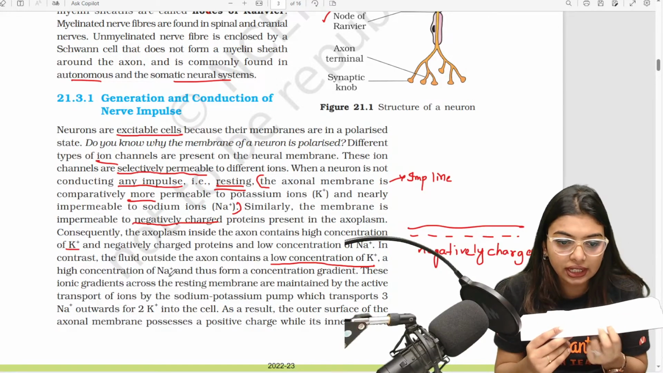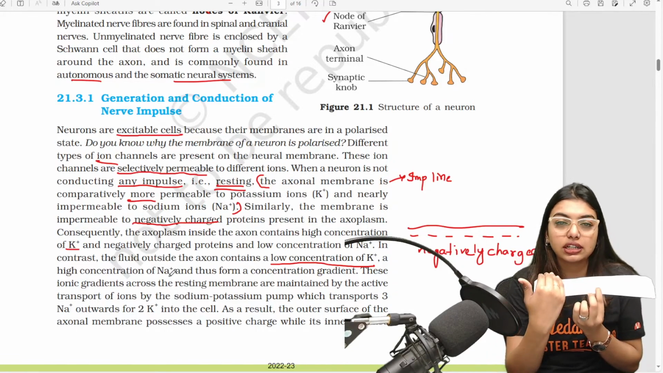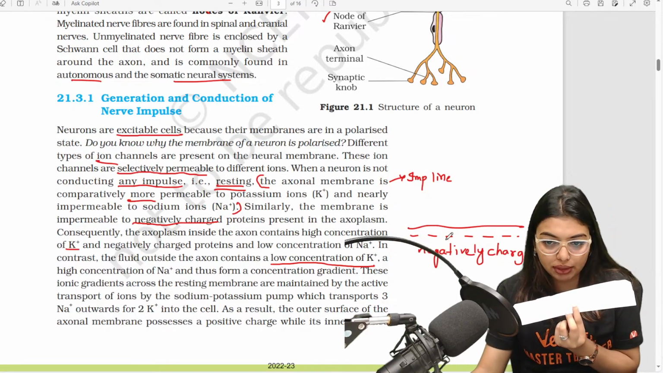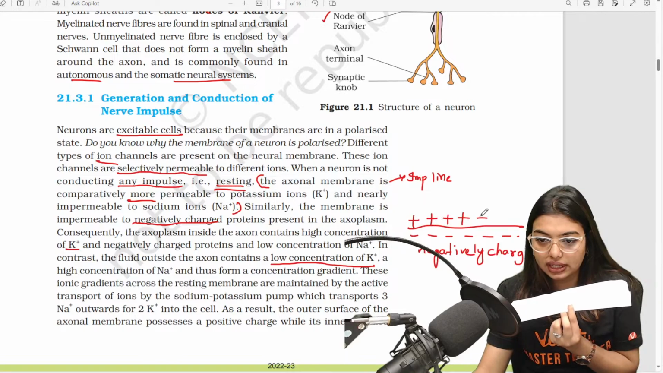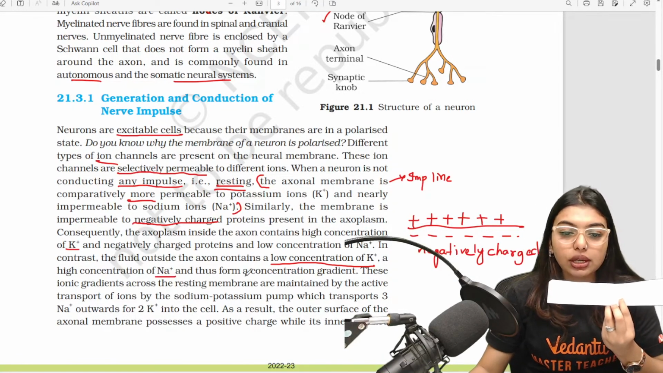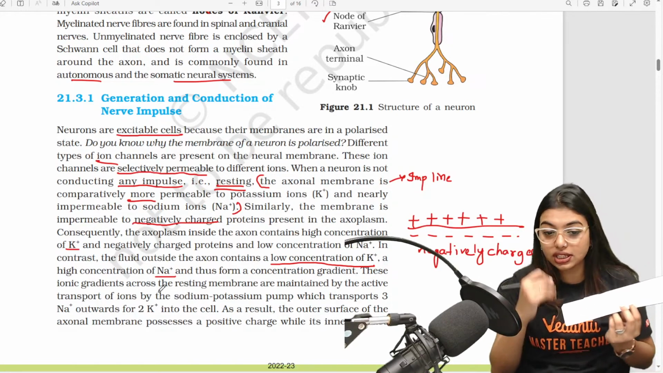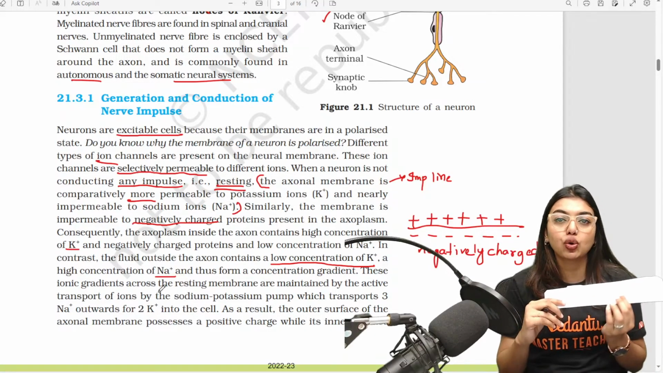Now, what are they telling? They are telling that the fluid outside the axon contains a low concentration of potassium. Yes or no? Here potassium is going to be more, this is the inside solution. Here potassium is going to be very, very less. Now, a high concentration of sodium thus forms a concentration gradient. These ionic gradients across the resting membrane are maintained by active transport of ions by the sodium-potassium pump.